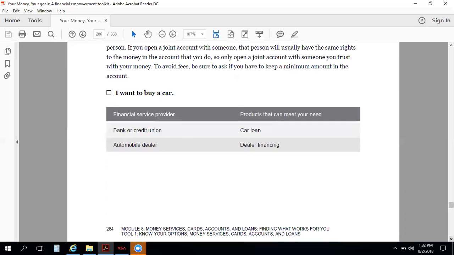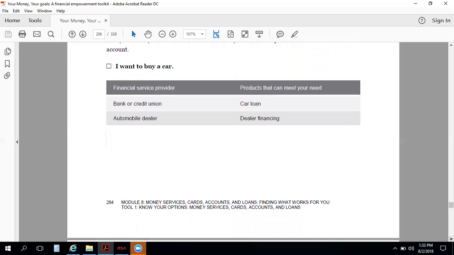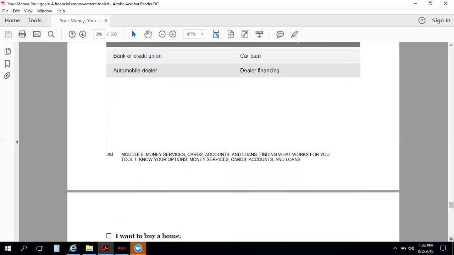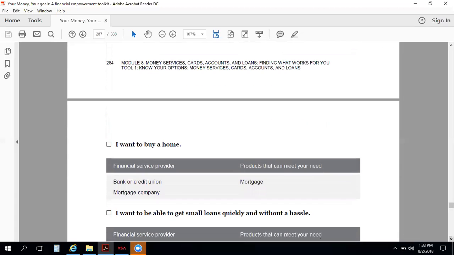One of the things that a client should obviously think about is the interest rate that's going to be charged. A lot of the time, if a client has at least decent credit and they have a history with a bank or credit union, they might be able to get a lower interest rate on a car loan than they would at an automotive dealer. So that's something that a client should investigate before making any decisions.